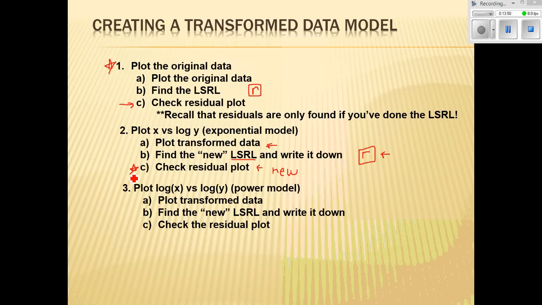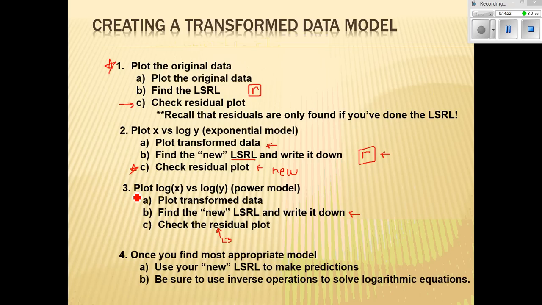Do log of x versus log of y. Plot the data. Take a look at the R value as you do the least squares regression line. Since we just found a new least squares line, if you will, that means we have a new set of residuals, which means we need to repopulate list 3, right? Clear it out from step 2, go back in, put the new residuals in list 3, check the residual plot to see which one of these has the best looking residual plot, and the best residual plot is the one that has pretty much nothing.